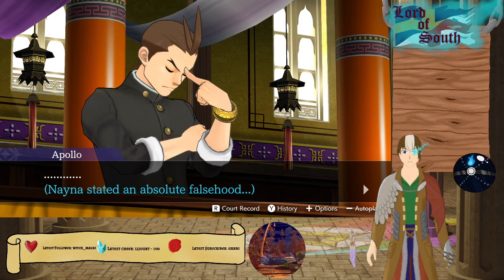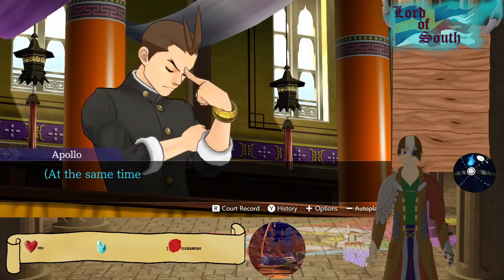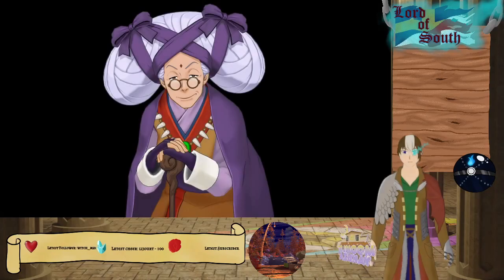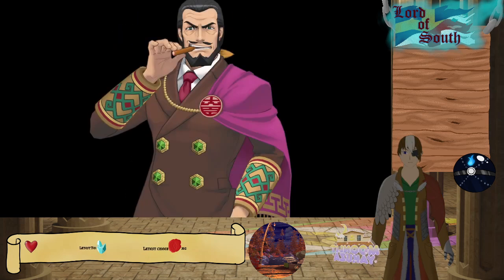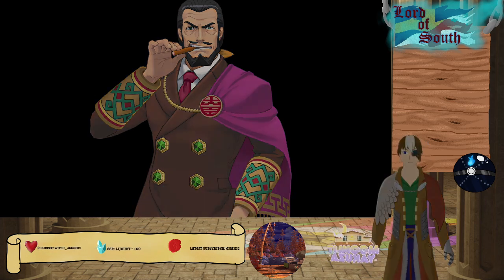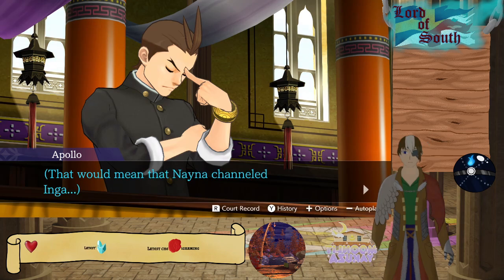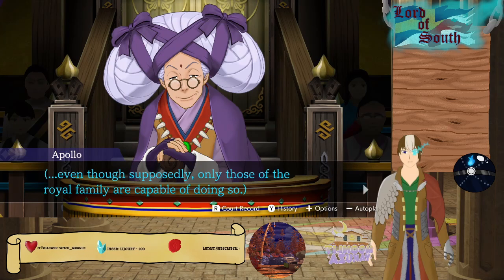Nina stated an absolute falsehood. Since we know that Amara is still alive, at the same time circumstantial evidence points to Nina channeling Inya. Have you checked the forehead, mate? After all, just after she entered his private quarters, Inya came running out screaming, despite having been killed at 2 p.m. That would mean that Nina channeled Inya, even though supposedly only those of the royal family are capable of doing so.